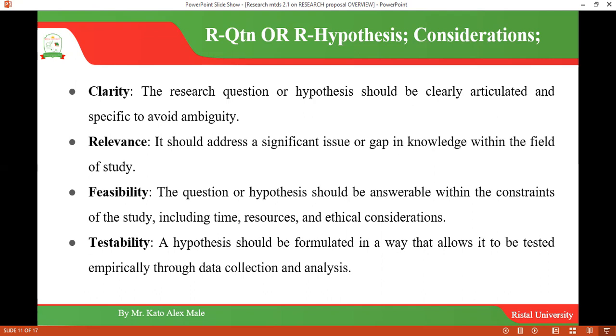A hypothesis should be formulated in a way that allows it to be tested empirically through data collection and analysis. We want to see that once I go to my field to collect data on individuals who have been smoking cigarettes, we see whether they shall have contracted lung cancer. So if we get our data, shall we be able to differentiate between the two hypotheses? Shall we be able to tell that the null hypothesis is wrong and the alternative hypothesis is correct? You get it. We must be able to solve the dilemma.